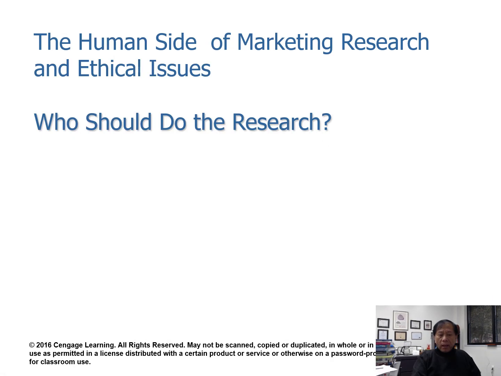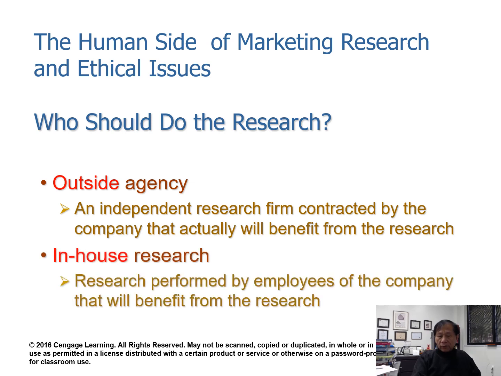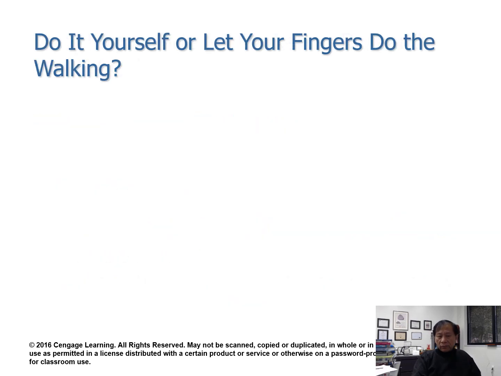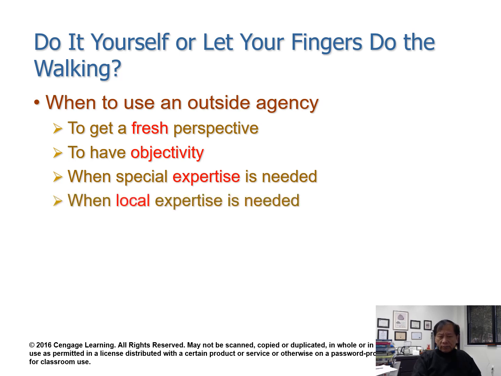And then in chapter 4, we talk about the human side of marketing research and some ethical issues, like who should be the one to do the research. You can use outside agencies or in-house agencies. There are pros and cons of each: do it yourself or let somebody else do it. When do we want to use an outside agency? When you try to get a fresh perspective, objectivity, or special expertise that you don't have. Or sometimes local expertise is needed.